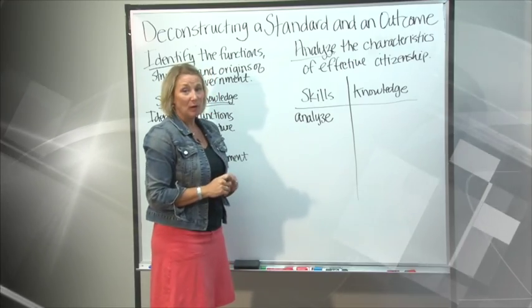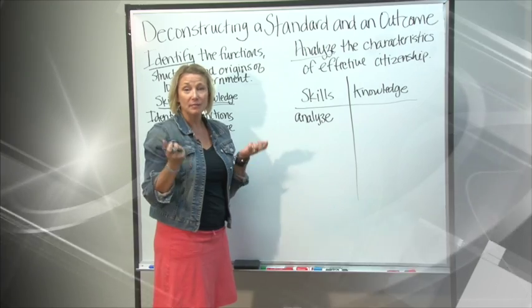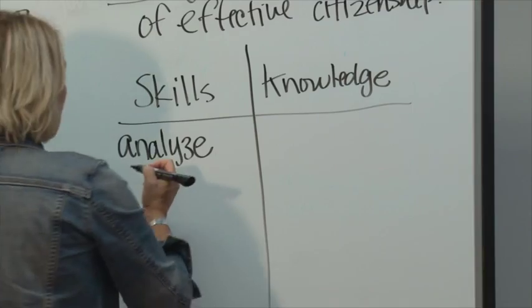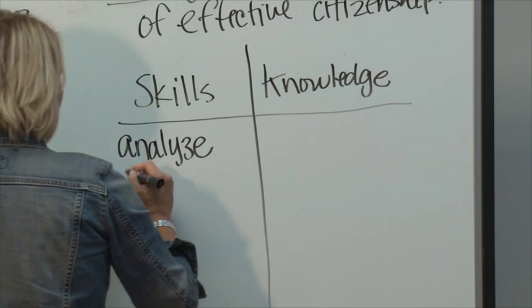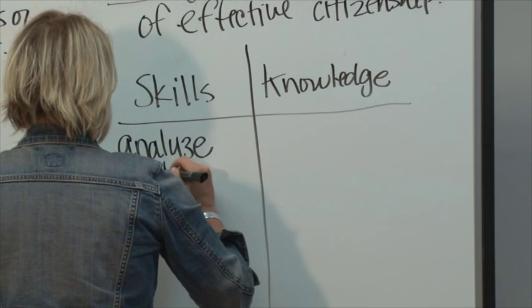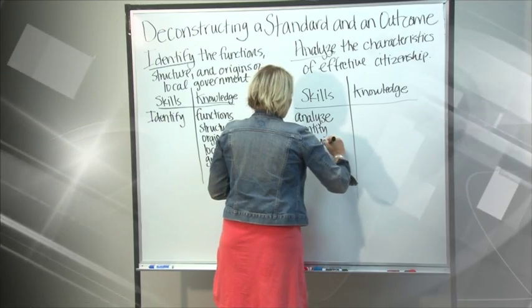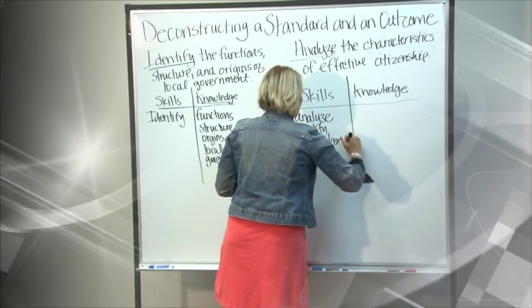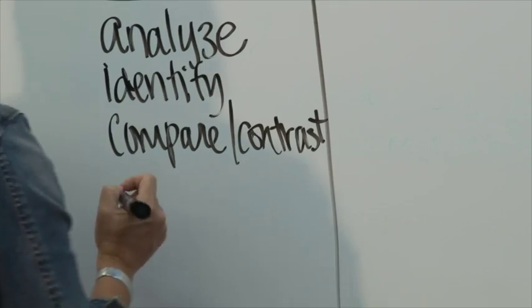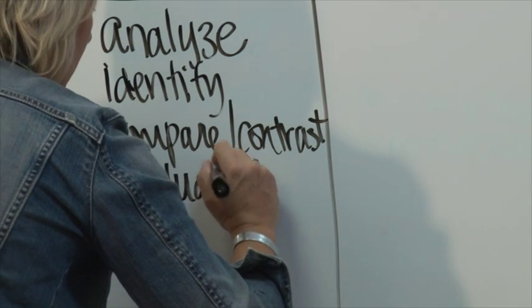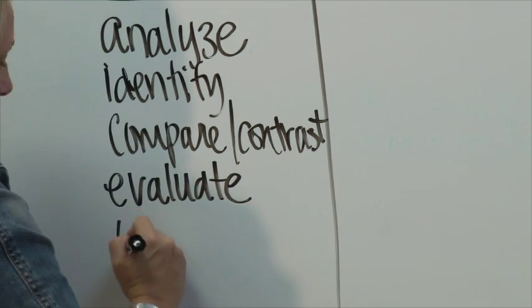Analyze is very high up on Bloom's taxonomy, and so we want to be able to have kids do all the things leading up to analyzing. So in order for students to analyze, they need to be able to identify, they need to be able to compare and contrast, and they will need to be able to evaluate and understand.